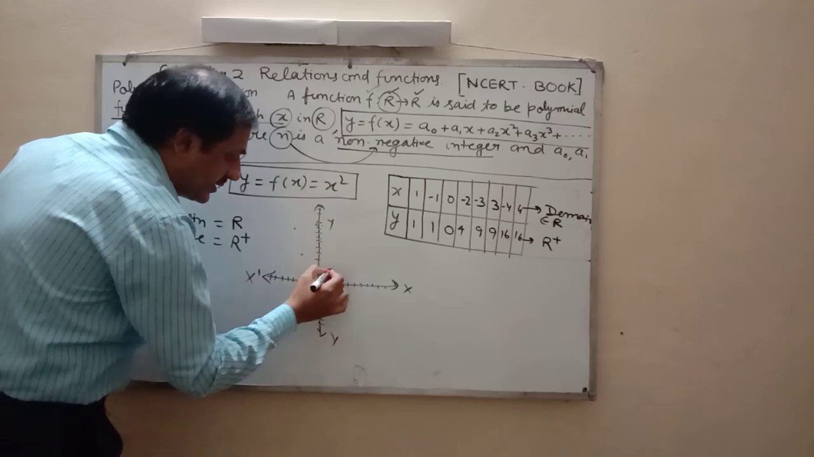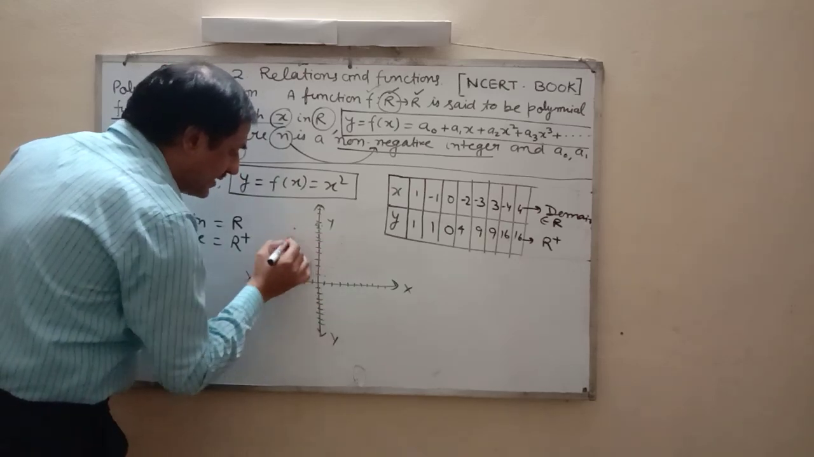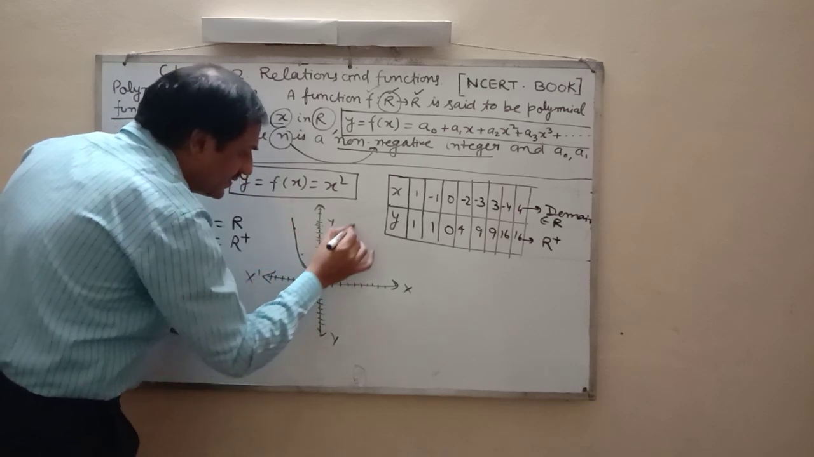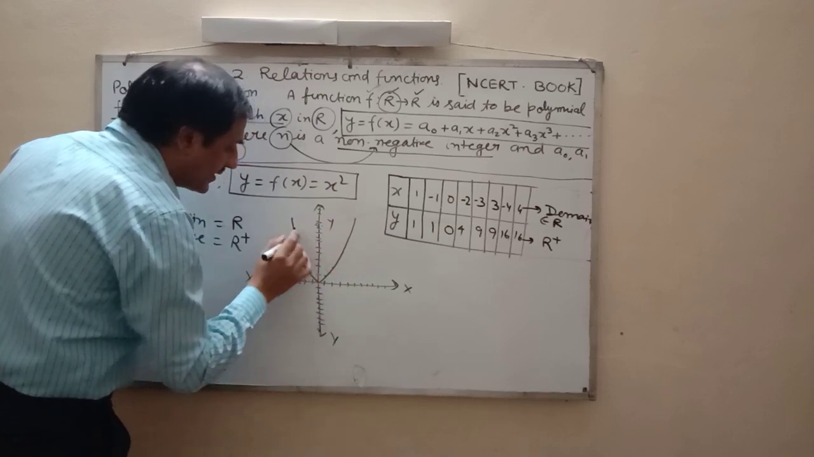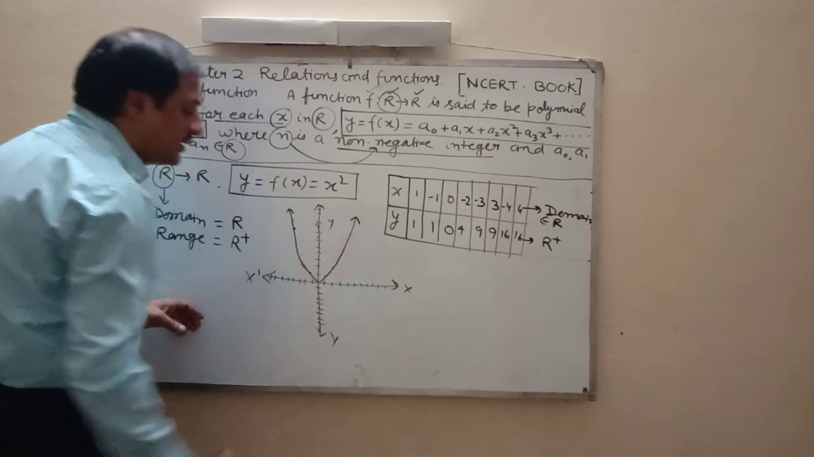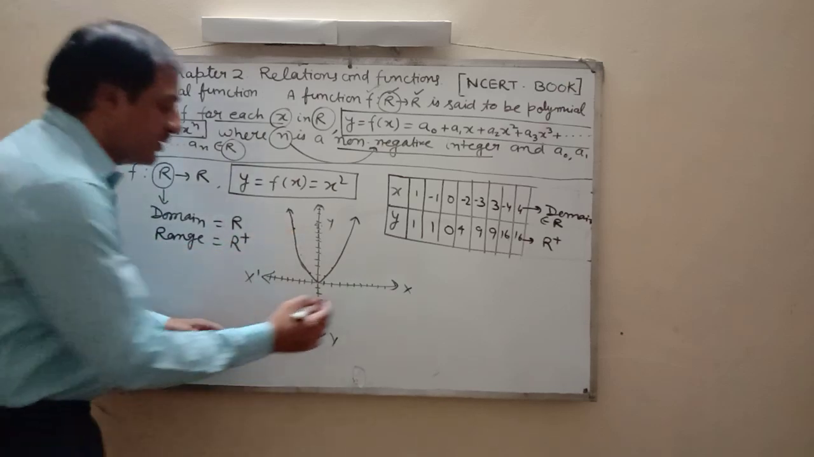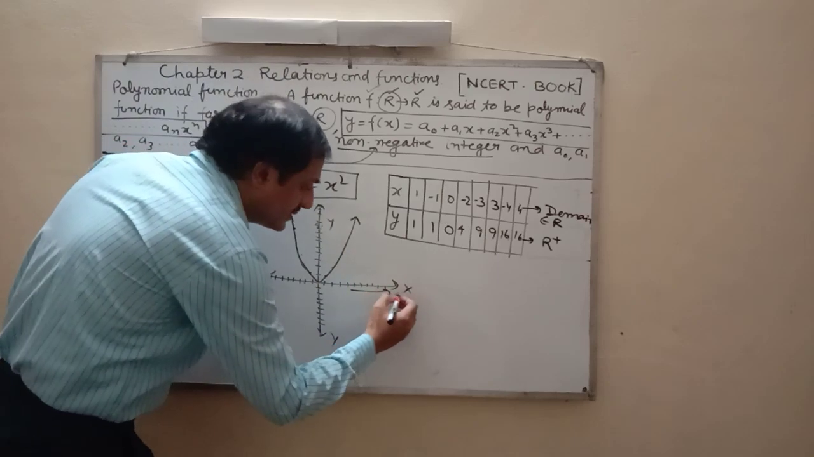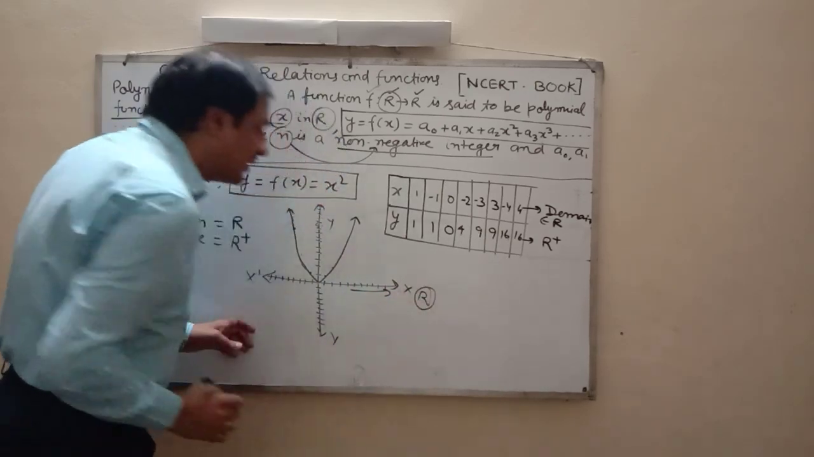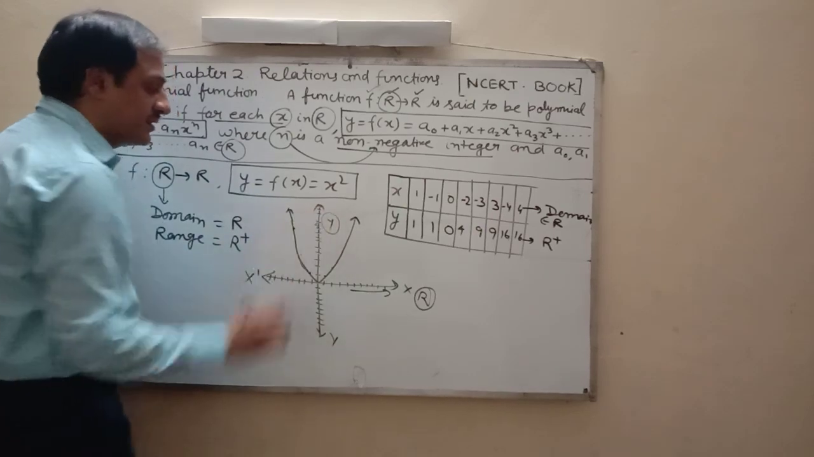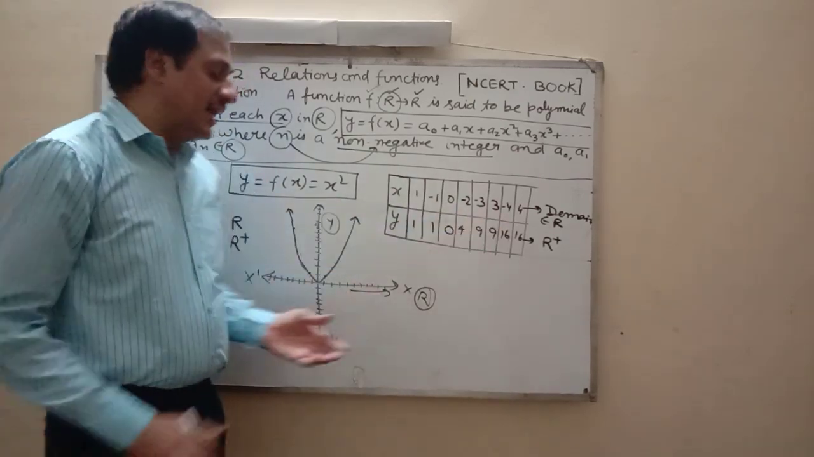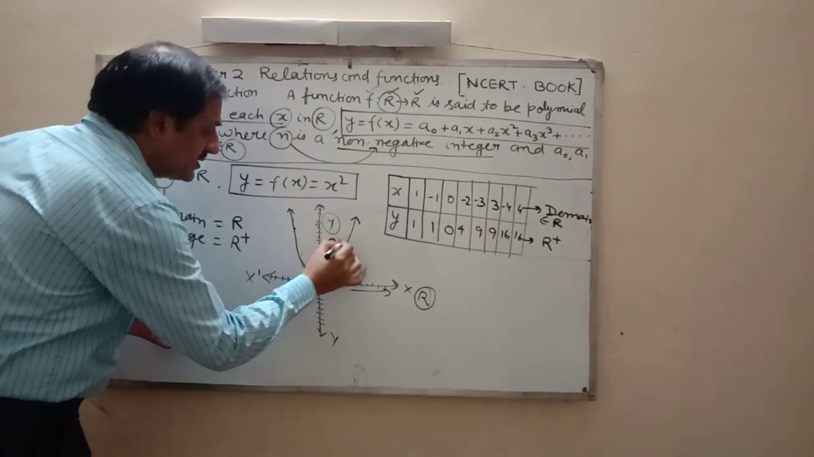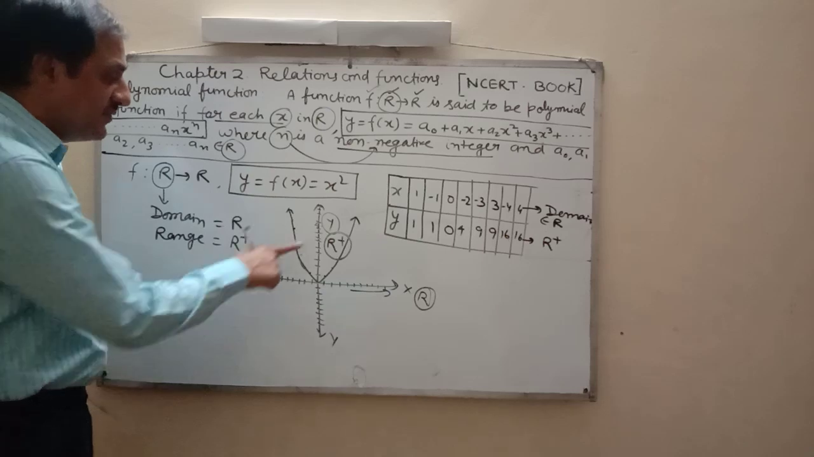Okay. Now here we observe that this is the curve of the quadratic function. Here the domain of this function is always the set of all real numbers, but the value of y always belongs to the positive y axis. It means the range is the set of all positive real numbers.